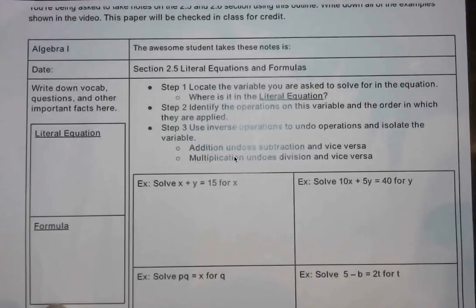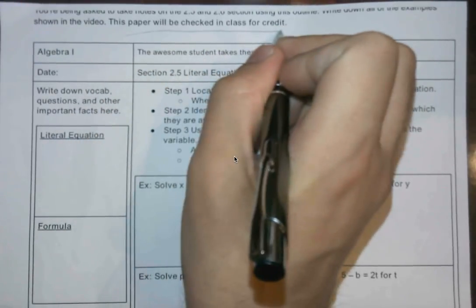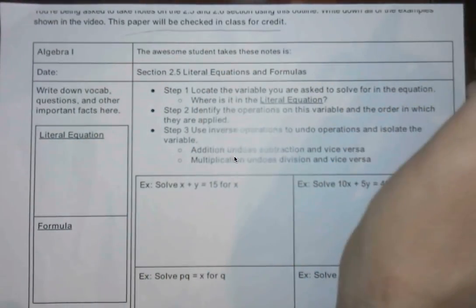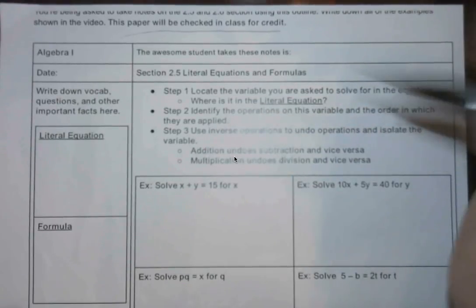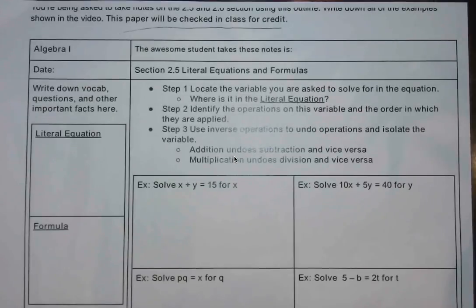Ideally, from class, I handed off an outline to you, and you are being asked to complete this outline as follows. Keep in mind, this paper will be checked in class for credit, and all you really have to do is write down everything that I'm writing down, fill in the blanks where I fill in the blanks, and write down any examples that I make a note of.